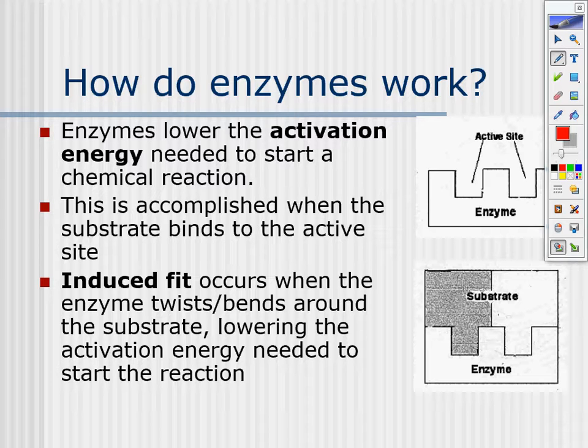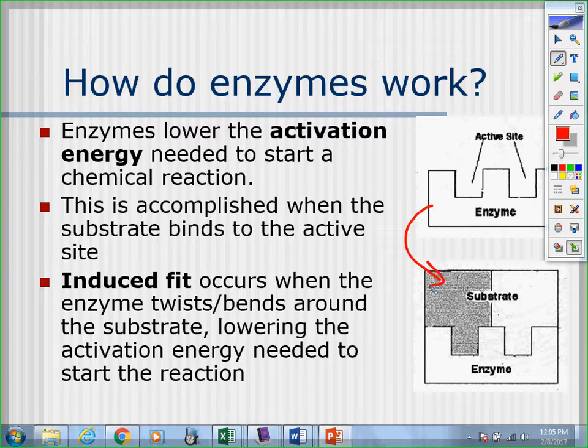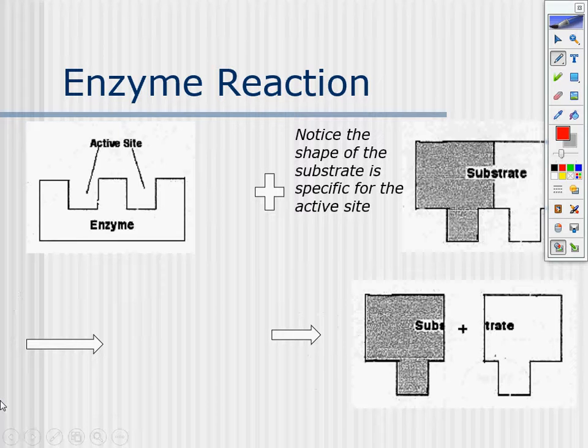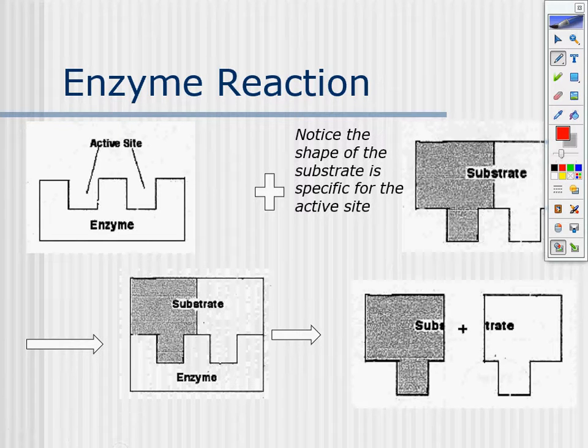Induced fit. What type of reaction is that going to be that you see on the board? Condensation. It has two things, it's going to make one. Condensation. Condensation reaction. At least you're getting that. So now we got this guy here. Notice the shape of the substrate is specific for the active site. And we have our substrate, and now, all of a sudden, we have it splitting into two. What are we going to have for this one? Hydrolysis. We have hydrolysis coming in here.